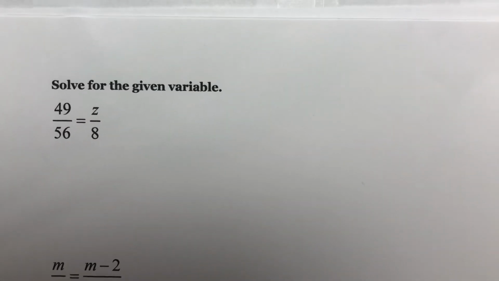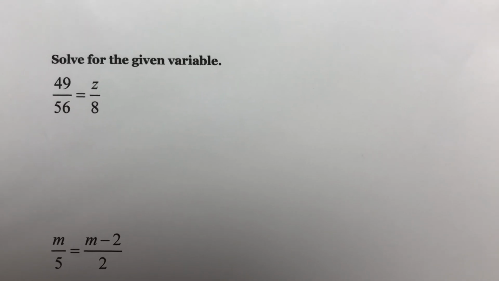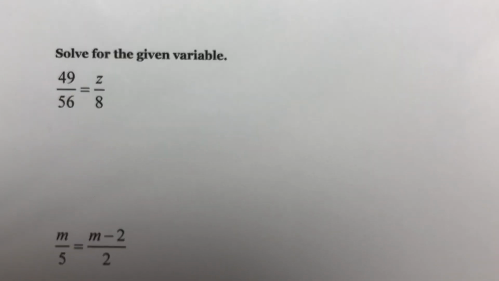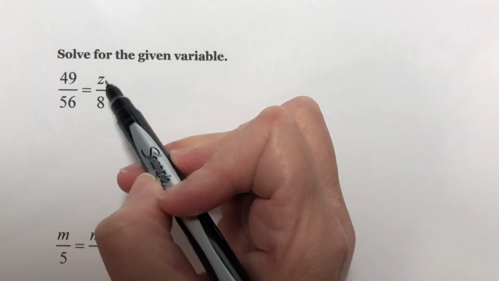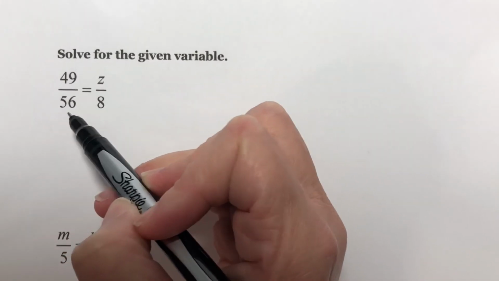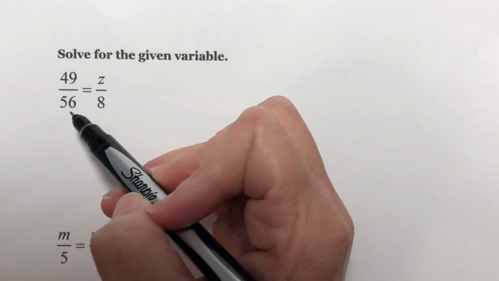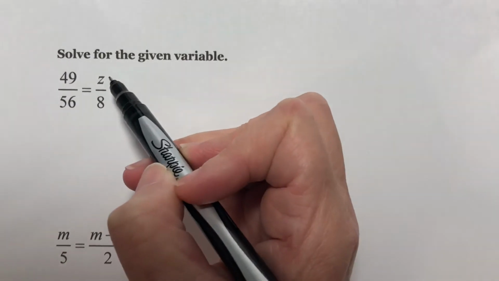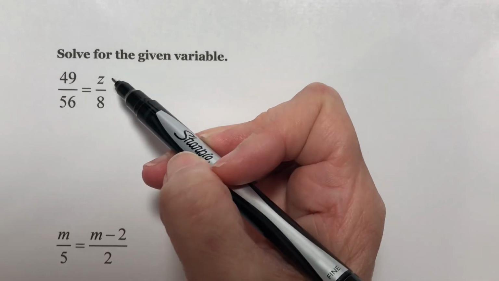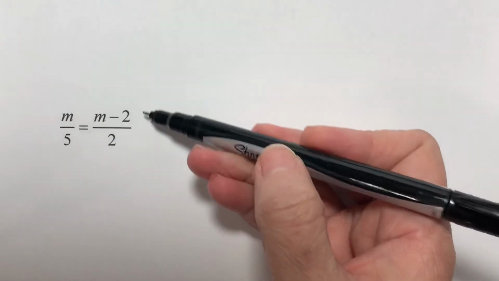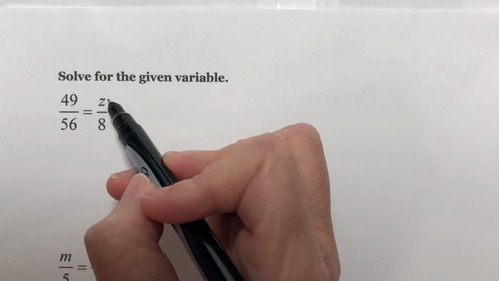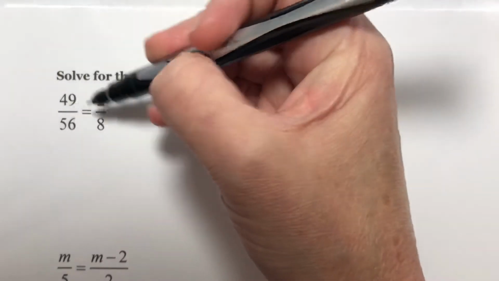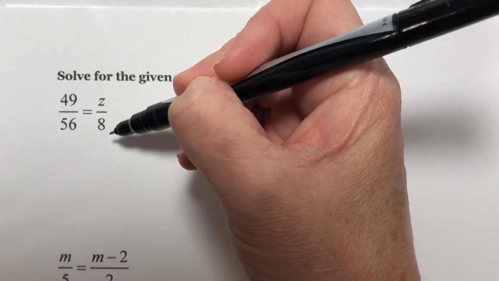So, let's look at one. Solve for the given variable. I have 49 over 56 equals z over 8. Now this particular fraction we could reduce and find z very quickly. The majority of the problems we work, we're not going to have that as a good option. So let's talk about how to do this. You want to cross multiply. It does not matter which direction you multiply first.